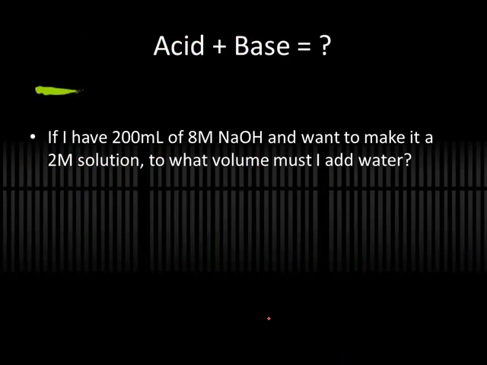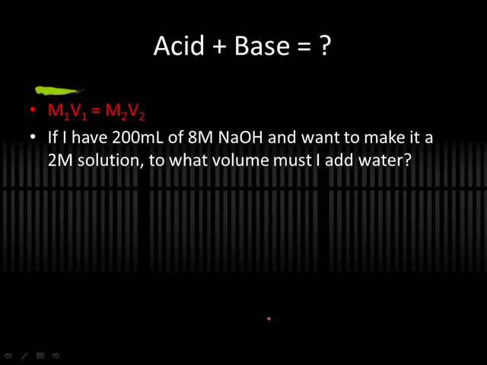Alright, if we're combining acids and bases, we need to figure out what the new volume is going to be, and what the new molarity is going to be, how they're going to change. We do this in titration type labs. Here's an example question. If you have 200 milliliters of an 8 molar sodium hydroxide solution, and you want to make it a 2 molar solution, what volume must you add of water? Or to what volume must you add the water?